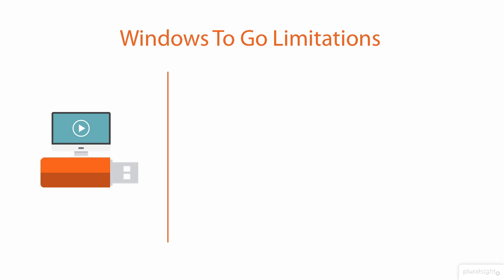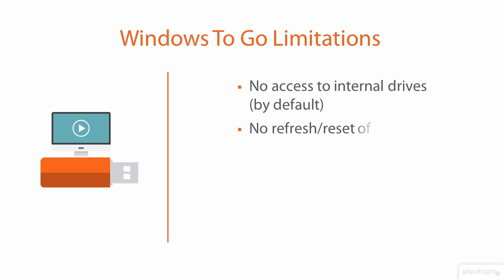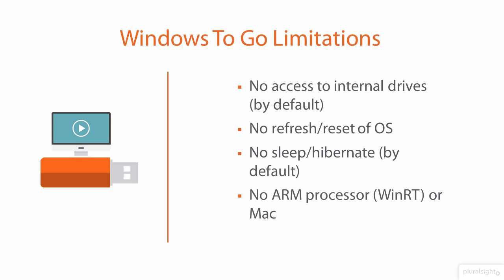Like everything, Windows To Go has its limitations. If you want to access the built-in hard drive, you can't, at least not by default. I'll have more to say about that in a moment. You can't refresh or reset the OS from this environment, although to be honest, the way Microsoft has implemented those features, they're fairly rarely used anyway. Sleep and hibernate modes are disabled by default, although we can change that in group policy. And ARM processors are not supported. No Windows RT, also no Mac systems.